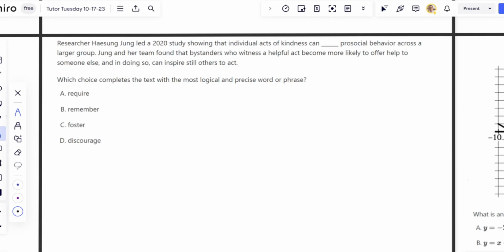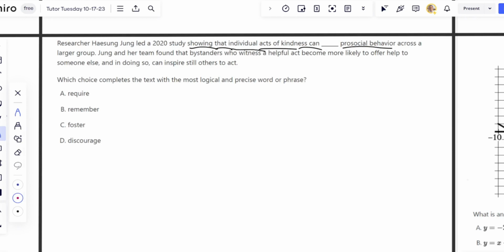Okay. For this one, I'm going to think about plugging in all of these answer choices. I'm just going to read a little phrase right here. Showing that individual acts of kindness can blank pro-social behavior. I'm thinking something like inspire, but let's check by plugging in. Can require pro-social behavior, remember pro-social behavior, foster, or discourage.